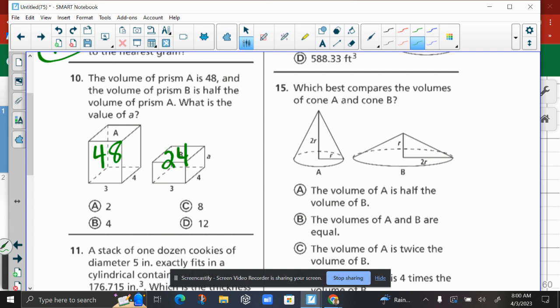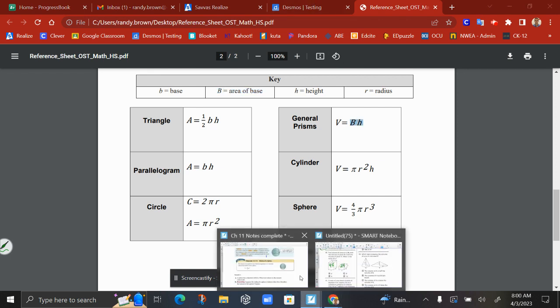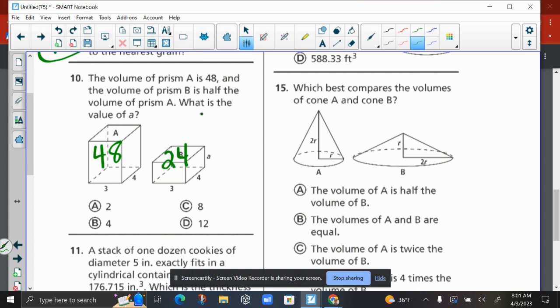So how do we find the volume of a prism? Volume equals big B times H. Remember, big B is area of the base, so that's length times width. So this is really length times width times height. So volume equals length times width times height.